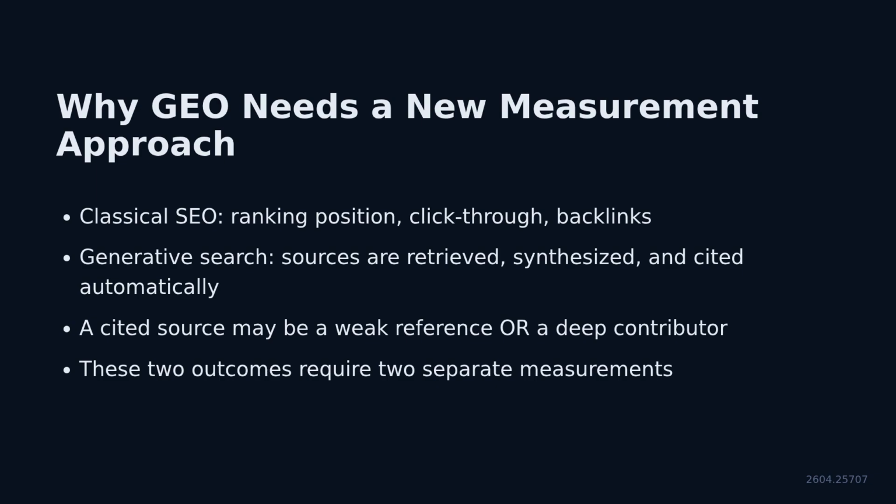Classical search engine optimization was built around ranked lists and click-through rates. But generative engines like ChatGPT, Google AI Overview, and Perplexity have changed the game. They retrieve sources, write a synthesized answer, and attach citations, often satisfying users entirely within the interface. This means a source can appear in a citation list as a weak footnote, while a different source supplies the actual definitions, numbers, and reasoning that build the answer. Those are very different outcomes, and they need to be measured differently.